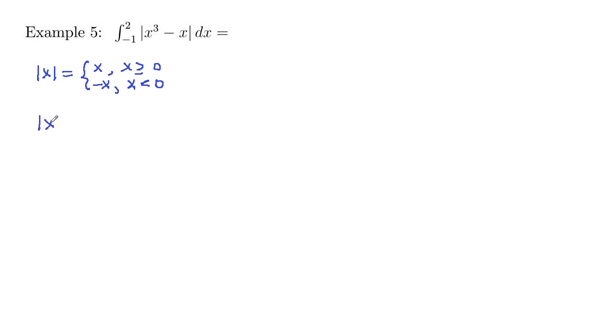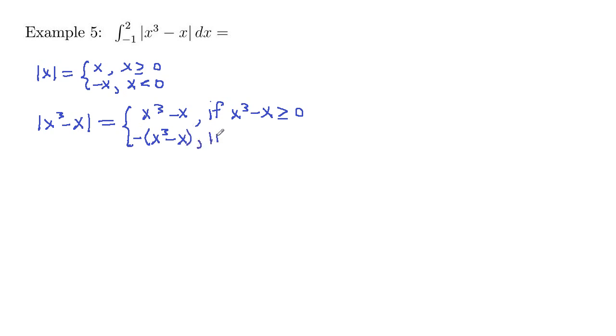Then absolute value of x cubed minus x is just going to equal what's inside the absolute values, x cubed minus x, if x cubed minus x is greater than or equal to 0. And it'll equal the negative of what's inside. Instead of negative x, it'll be negative of x cubed minus x if what's inside the absolute value, the x cubed minus x, is less than 0. So we need to find out where this thing's positive and negative.